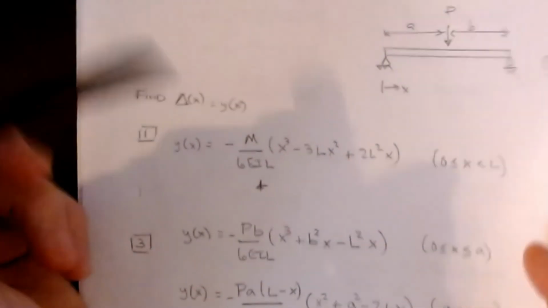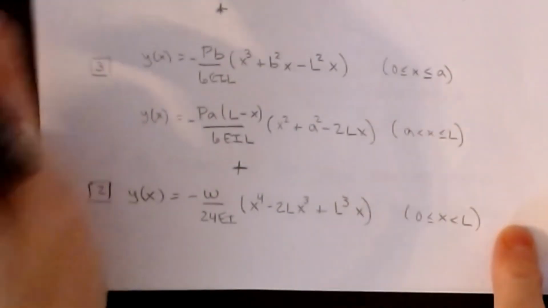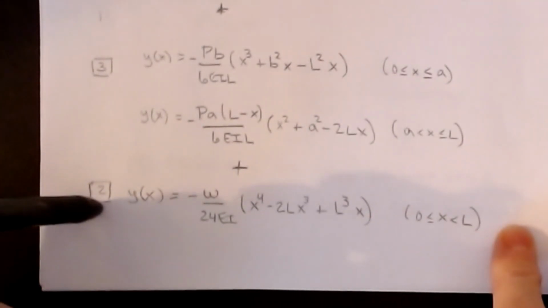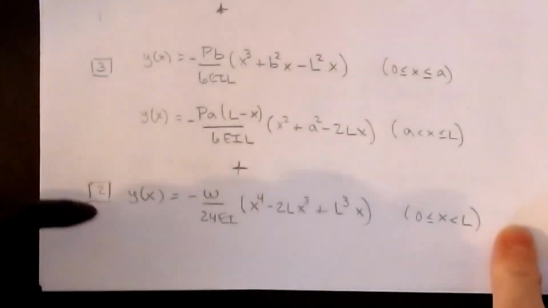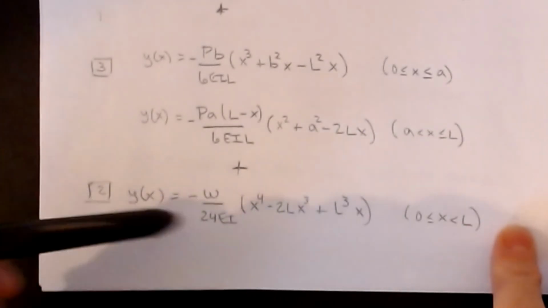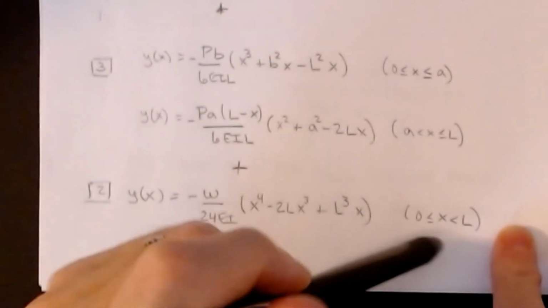And I did these out of order. Let me jump down and do number 2 next. That y of x is this function. This is the distributed load over the full length. And again, this is the equation for 0 less than x less than L.